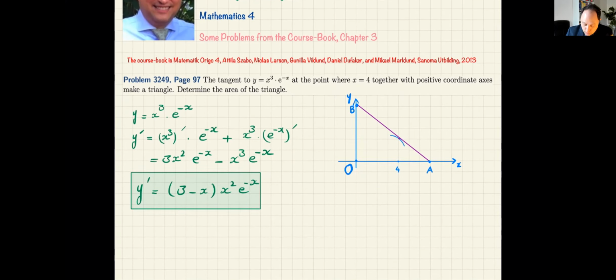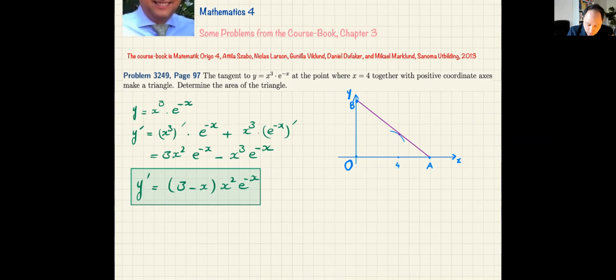But I want to find the slope. So the slope is the derivative calculated at the x coordinate of the point of tangency. So if this is the point of tangency, the x coordinate is definitely 4. So I need to calculate the k value using this. So the k value of the tangent line is y prime calculated at 4. So it means that I go to the derivative and replace x everywhere with 4.